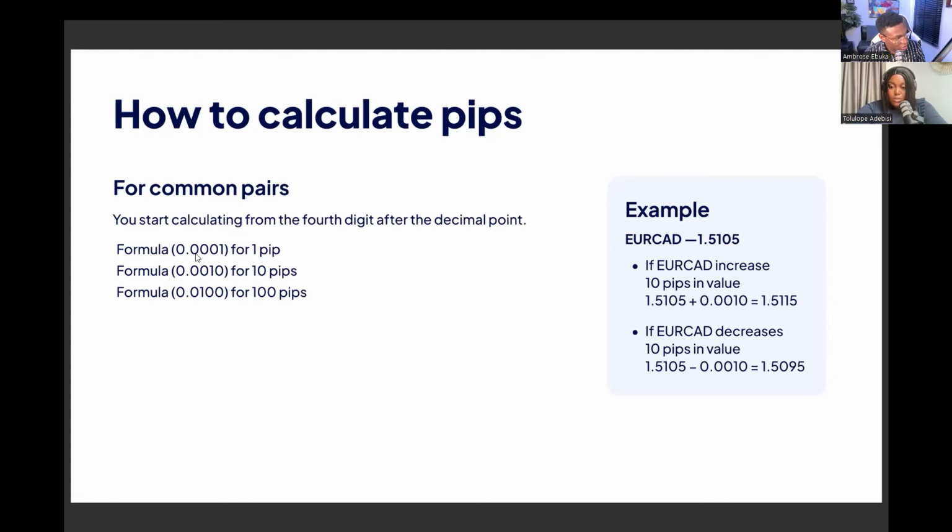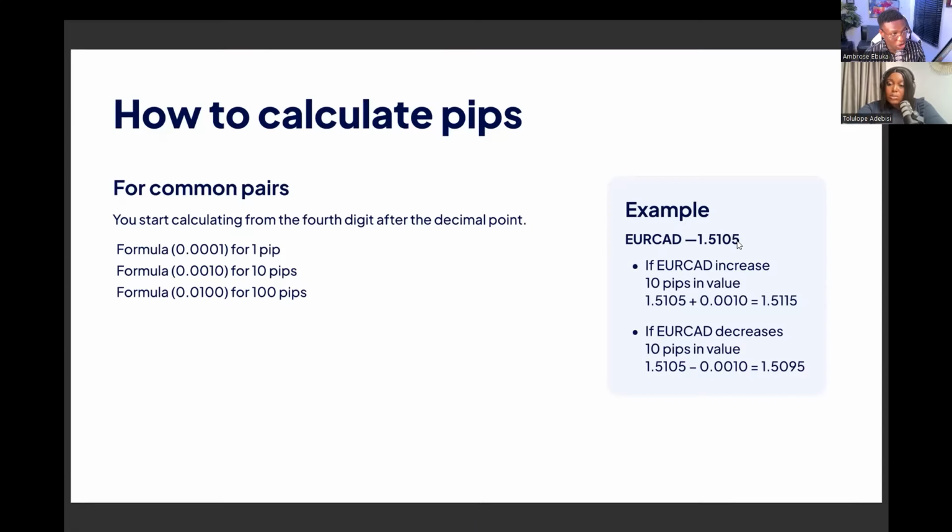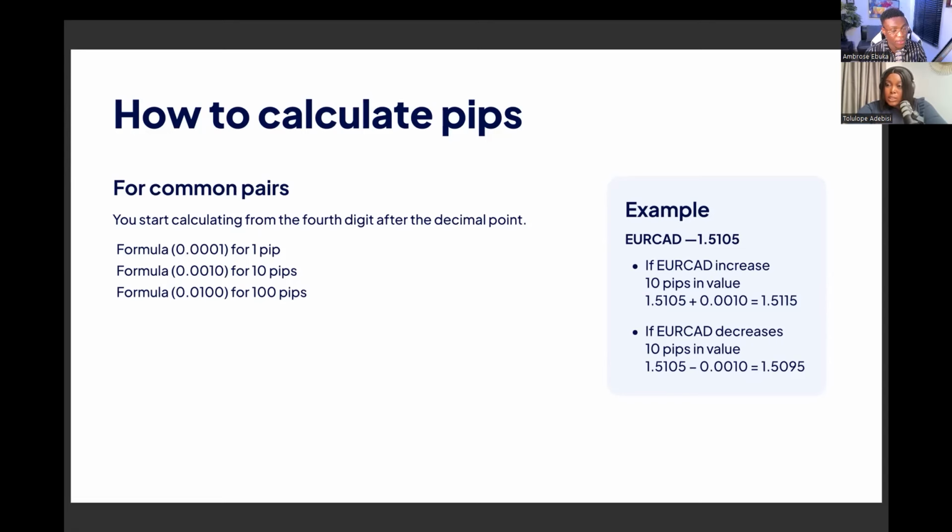So you take this whole formula, and in this case, this is an increase, so we're not subtracting, we are adding, right? So if you take this formula and you add it to this, we're going to have 0 up here, 0, 0, 0, 1 for 1 pip, right? So what is this going to change to? If the market increases by 1 pip with this formula, it's going to change to 1.510 what? 1. If it increases in value, the formula is 0.0001. So what is it going to change to if it increases in value by 1 pip? Remember, this is the formula for 1 pip. 1.5106. That's the correct answer.